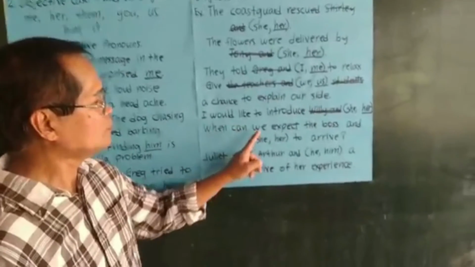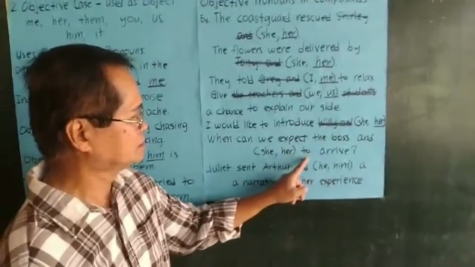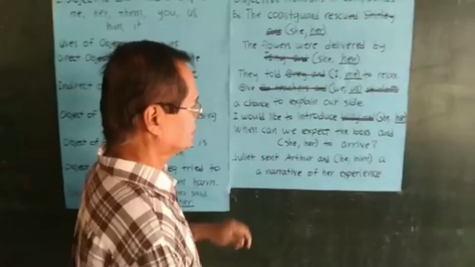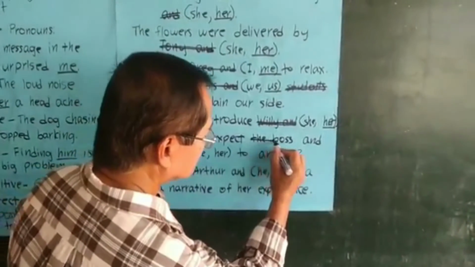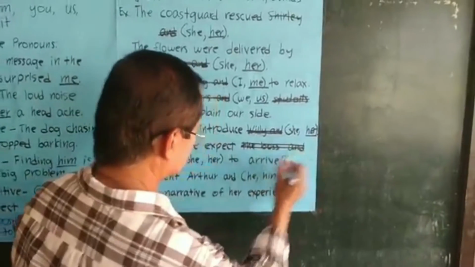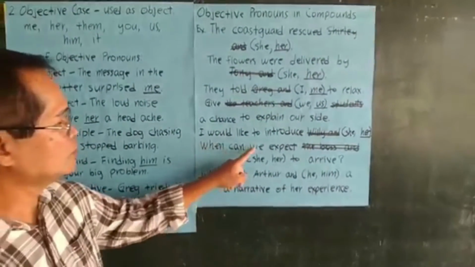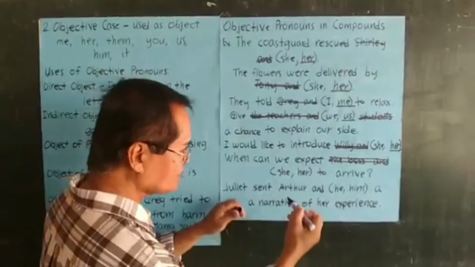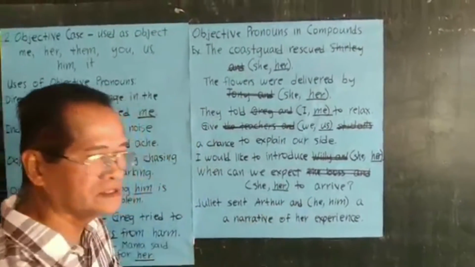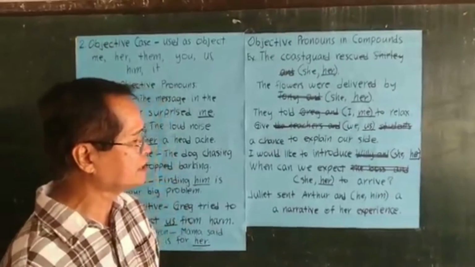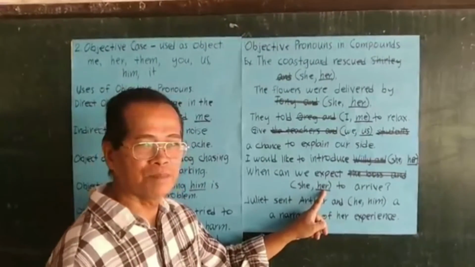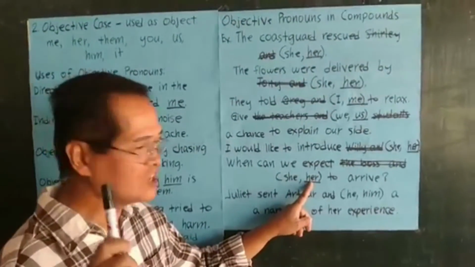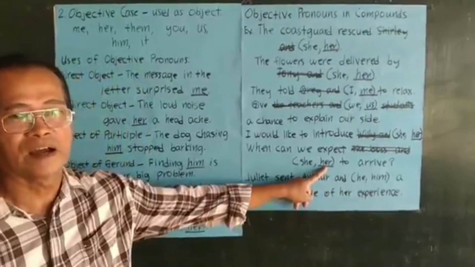Next, when can we expect the boss and she, her to arrive? The same technique, we are going to disregard the first object, the boss, and then read the sentence. When can we expect she, her to arrive? Of course, the answer should be her. Aside from it sounds correct, it also conforms with the rule in grammar, which says that if the pronoun is an object of a verb, then it should be an objective case pronoun. So here is the correct answer.